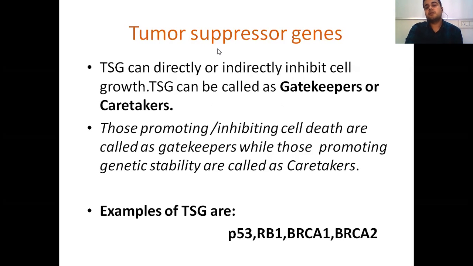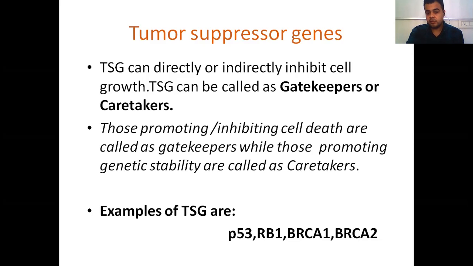Then second is the tumor suppressor gene. Directly or indirectly, they mainly inhibit cell growth. They prevent normal cells from getting transformed into a cancerous cell. These are also termed gatekeepers or caretakers. Why gatekeeper and caretaker? Because their role is basically to secure the processes.